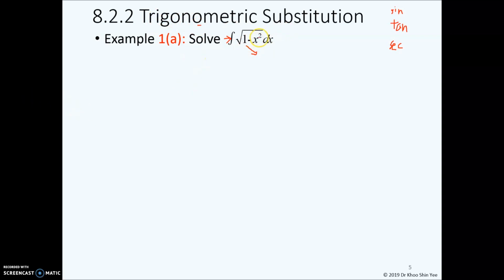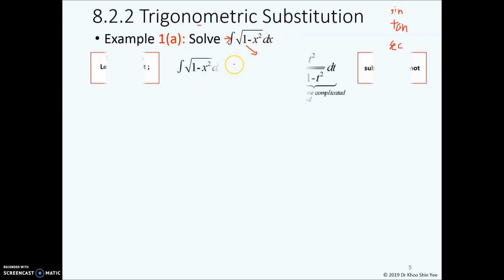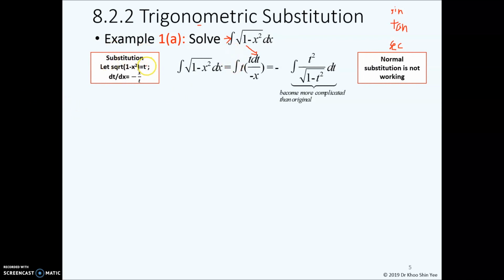So in this case, let's say you apply the normal substitution. Let t equal to square root of 1 minus x squared here. If you differentiate, you get this. And we try to substitute. You find that this method becomes more complicated than the original one, right? So the normal substitution is not working here.